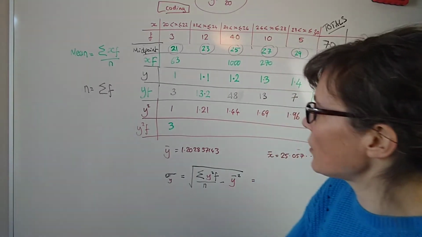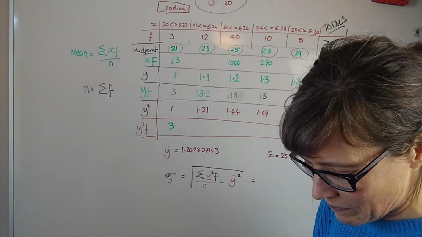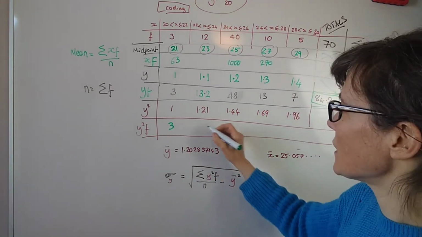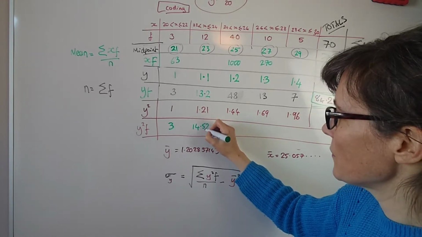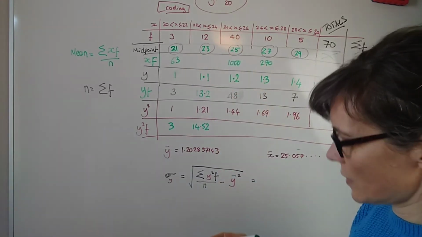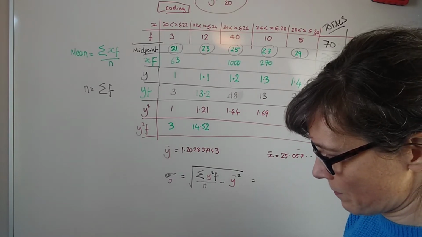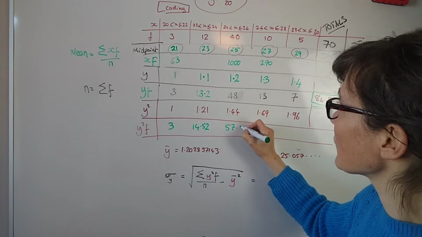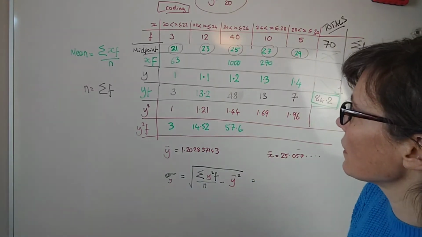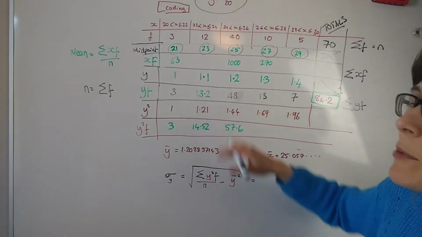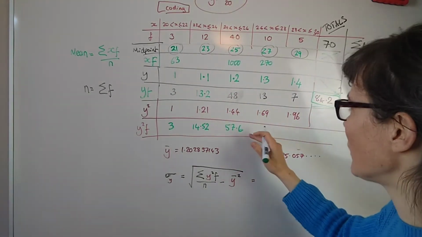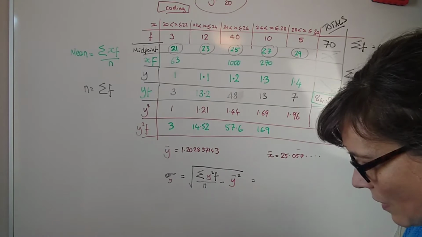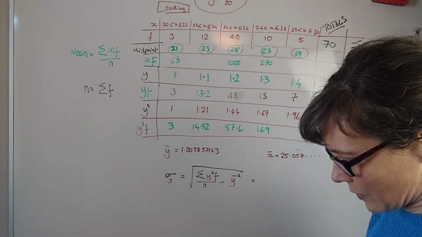Calculator's coming out. 12 times 1.21 is 14.52, and so on and so forth. 40 times 1.44, 57.6. So we're working our way along. They're not so different from these ones because the y values are all around 1. That's just times 10, so 16.9, and 1.96 times 5.